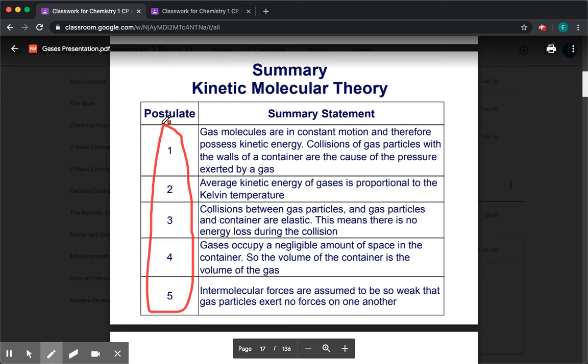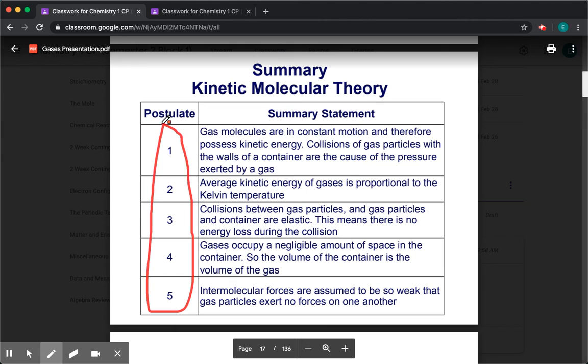The fourth idea is that individual gas particles, we assume, do not have a volume. They are too tiny. We assume their volume is zero. It makes the math simpler. If we assume that the individual particles have zero volume, that means the volume of the gas is always going to be the same as the container. They occupy some space, we just assume that the individual particles are zero. Therefore, the volume of the gas is going to equal the volume of whatever container it's in. That's the fourth idea.